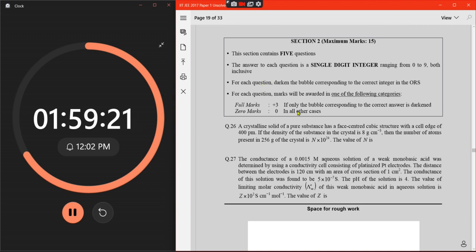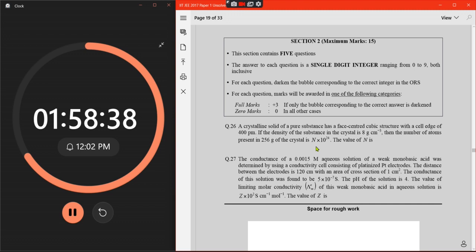Crystallized solid of pure substance has face-centered cubic structure and cell edge of 400 picometer. A equals 4 times 10 power negative 10, because pico is 10 power negative 12, right? If the density of the substance in the crystal is 8 whatever, then the number of atoms present in 256 grams of the crystal is, so divided by the density, you get 32 cm cube of volume of the crystal, which is like 32 times 10 power negative 6.